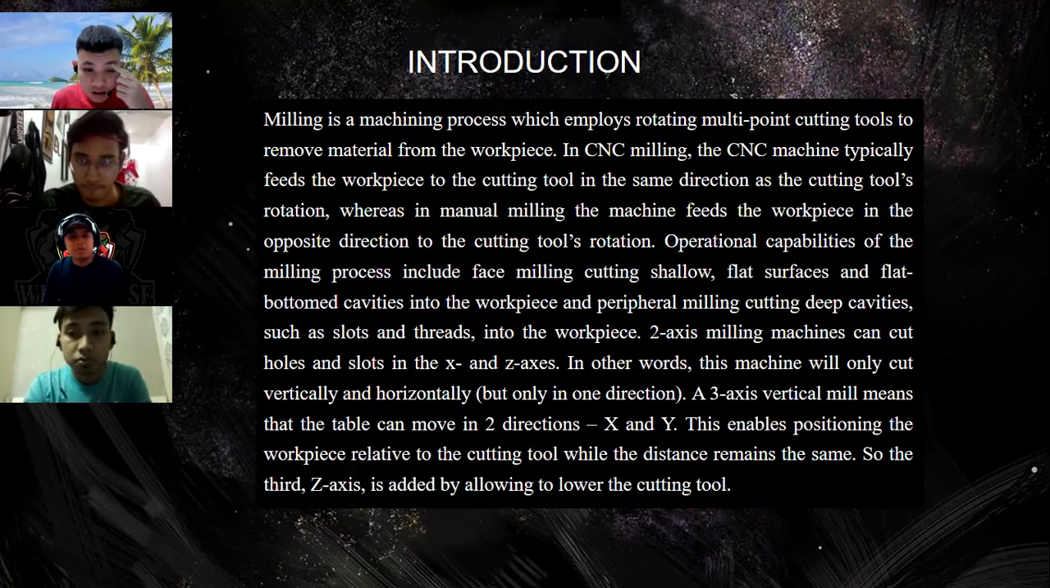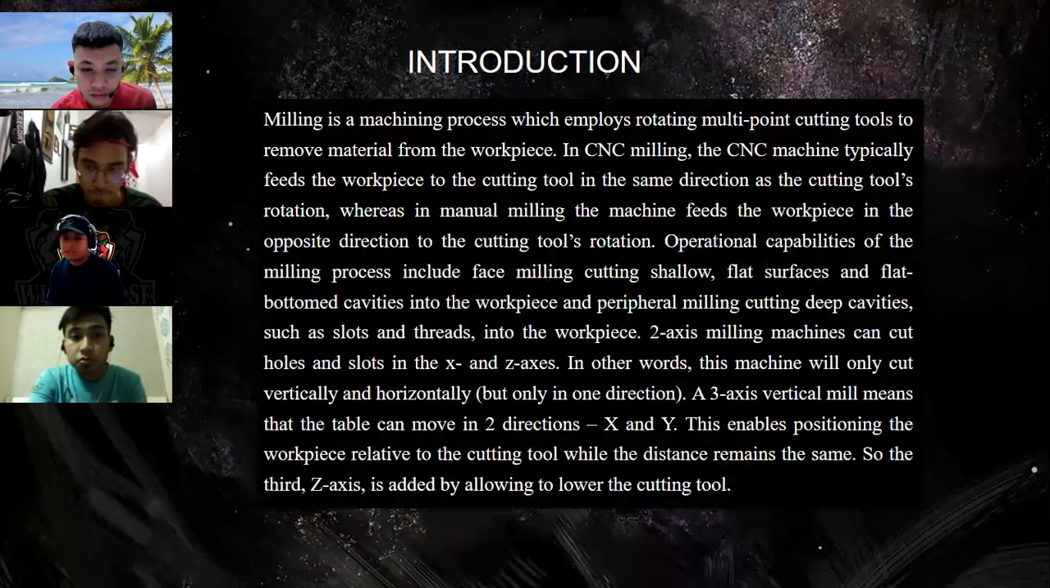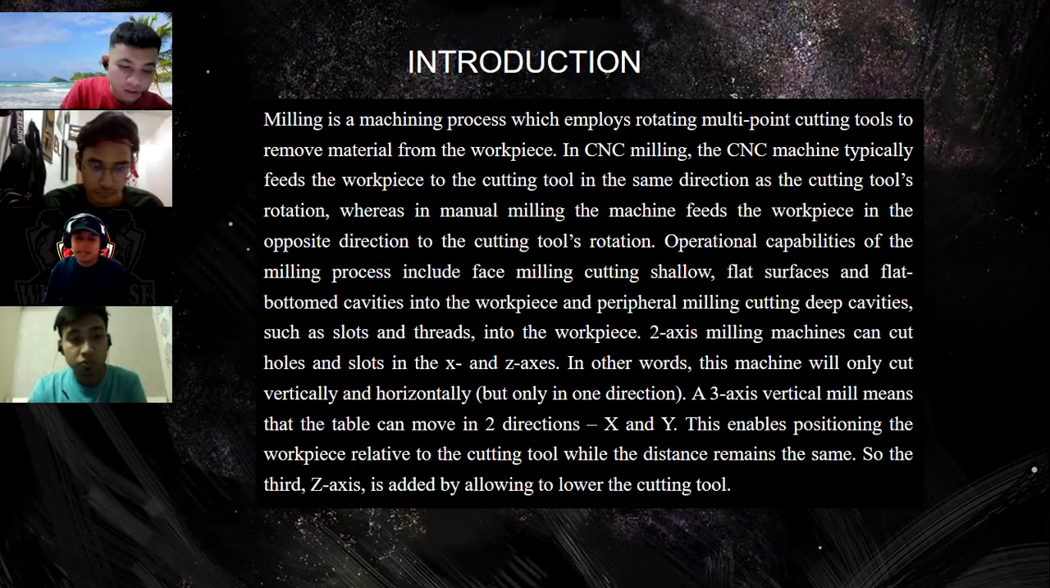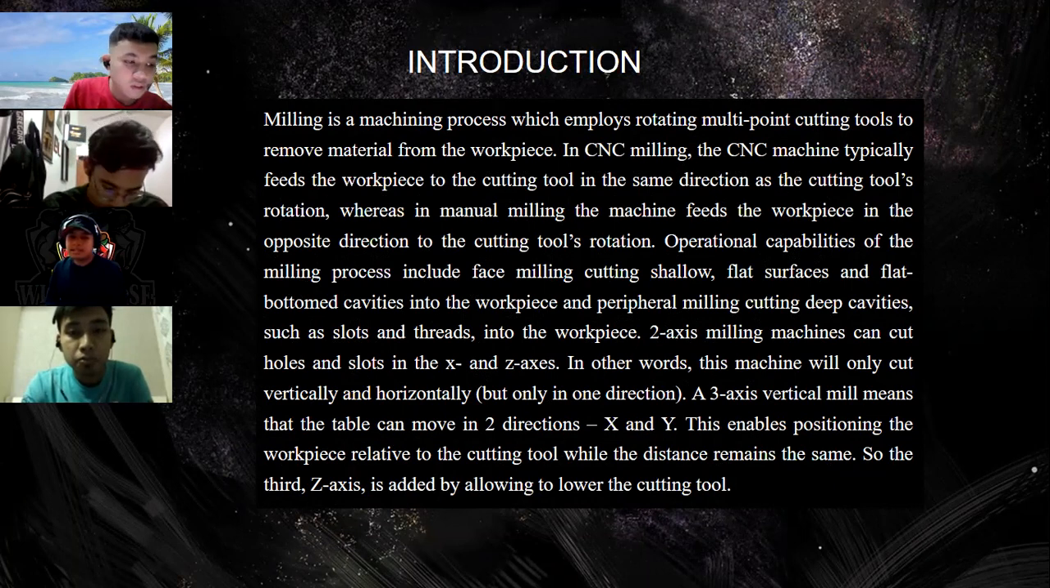In milling, a two-axis milling machine can cut holes and slots in the X and Z axis. In other words, this machine will only cut vertically and horizontally, but only in one direction. A three-axis vertical mill means that the table can move in two directions, which are X and Y. This enables positioning the workpiece relative to the cutting tool while the distance remains the same, so that the third Z axis is added by allowing the cutting tool to lower.